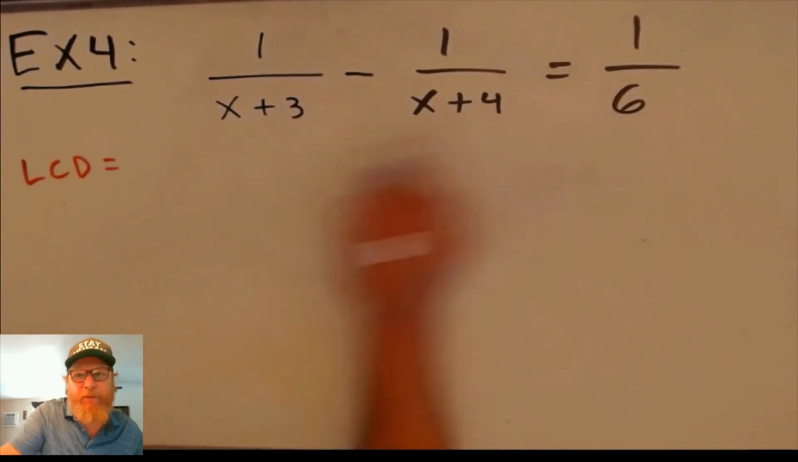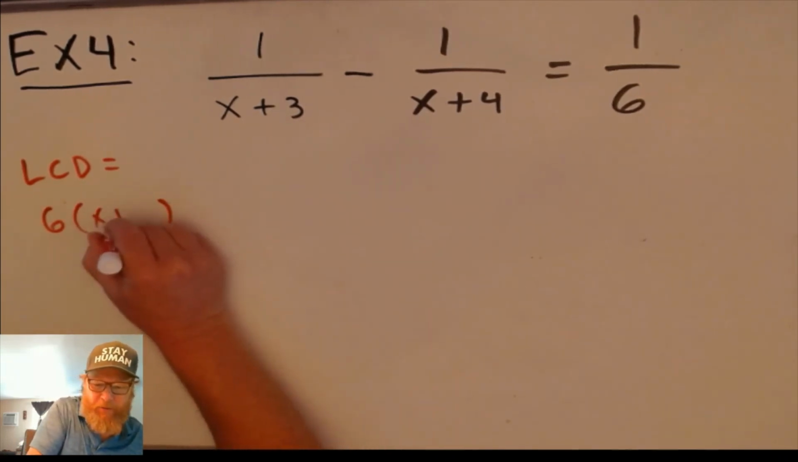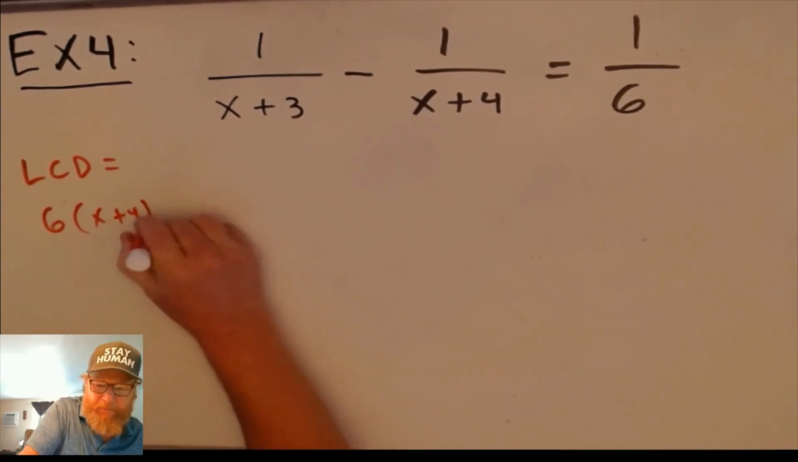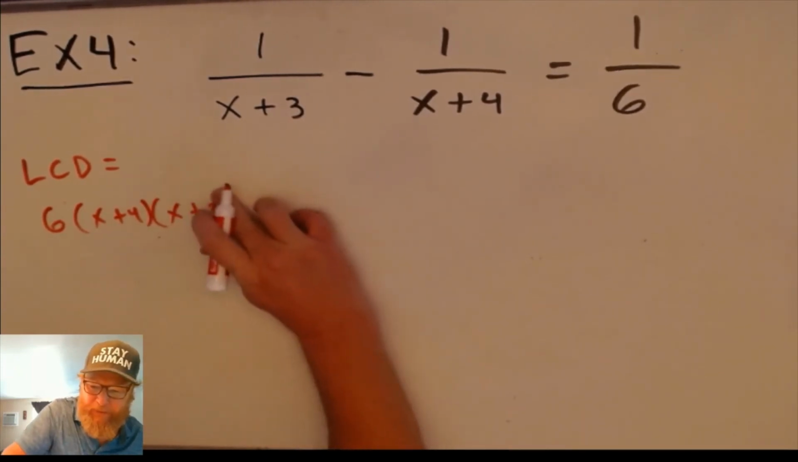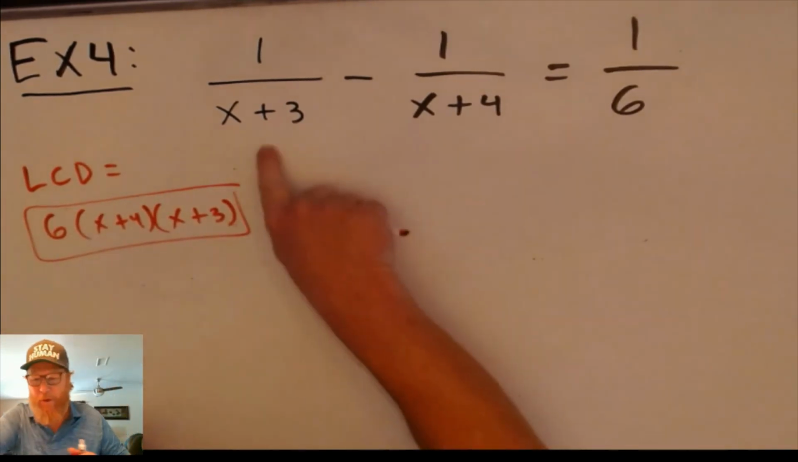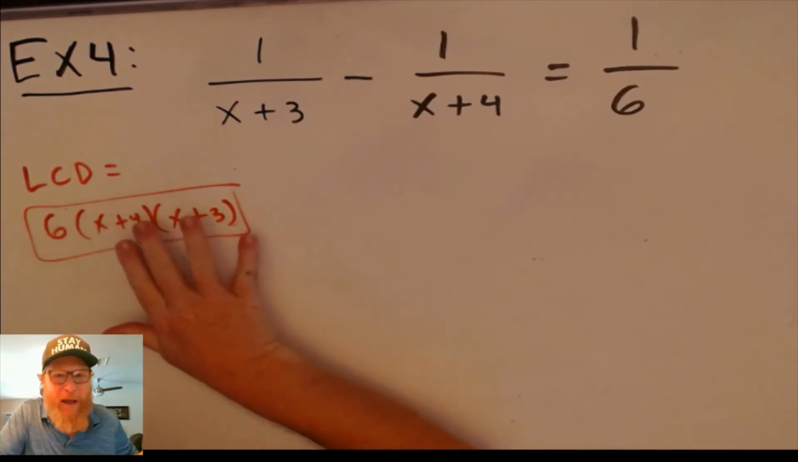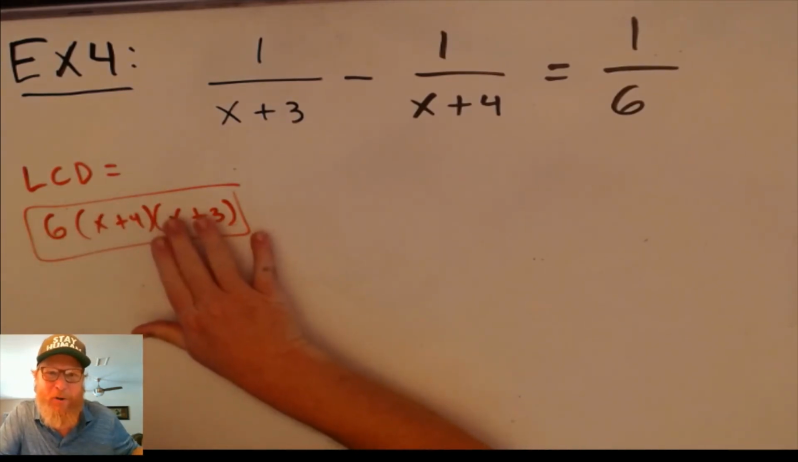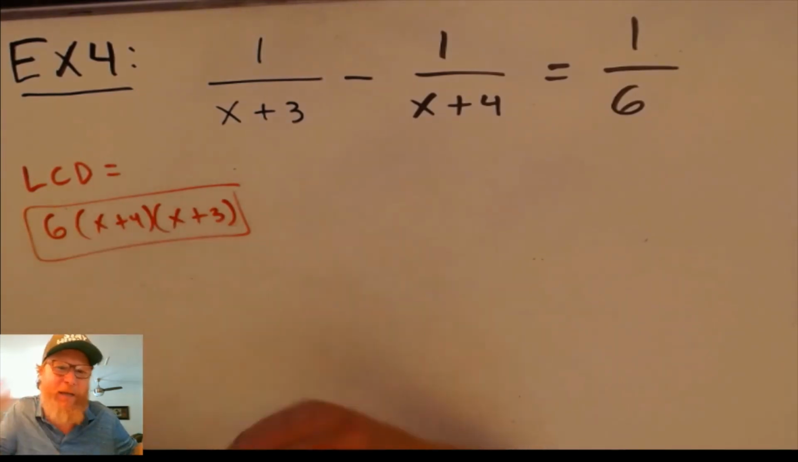I'm going to put them in this order. I'm going to put 6, and then x plus 4, and then x plus 3. Okay, so that's going to be my LCD. It's all of the denominators multiplied together. The order doesn't matter. I just chose this order mainly because I like to put the constant out in the front, and these two can be in any order that you like.